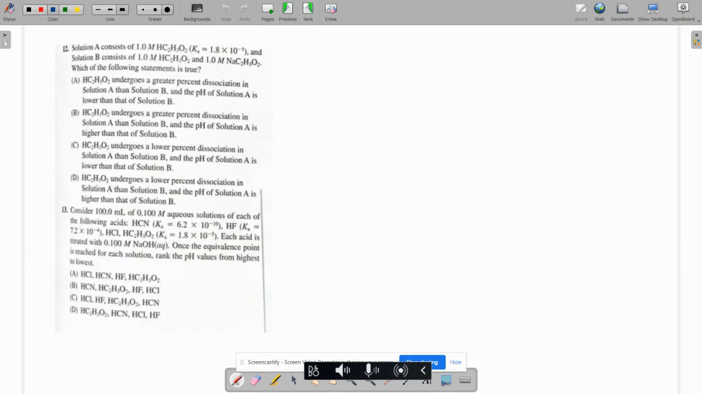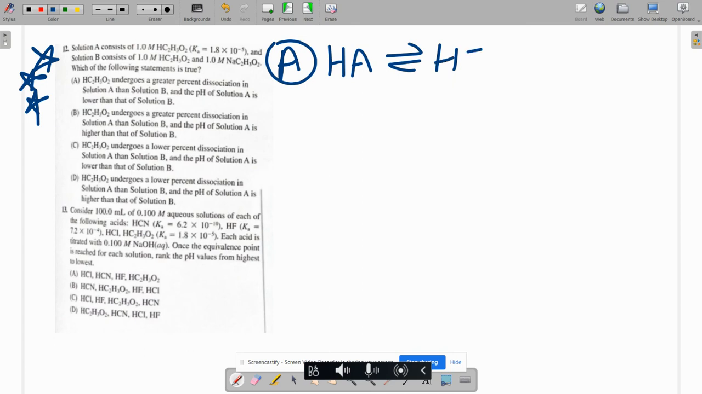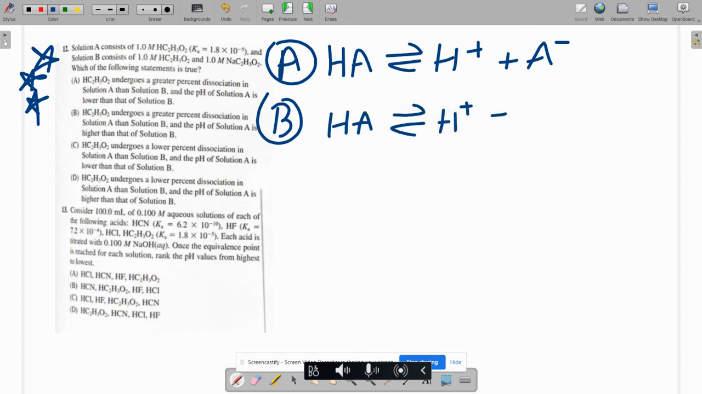So number 12. Ooh, number 12. One of my favorite questions. I would put some stars by that. So number 12, you've got solution A. It's just a weak acid solution. If you don't mind, I'm just going to use HA, but we'll say that's acetic acid. And then solution B is also acetic acid, but it's a buffered solution, because it has the sodium acetate as well.